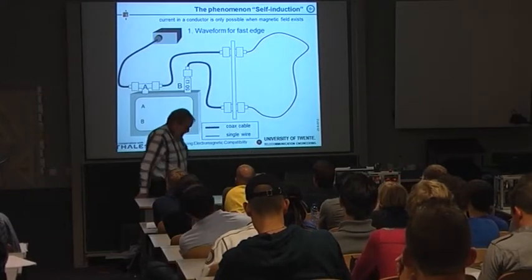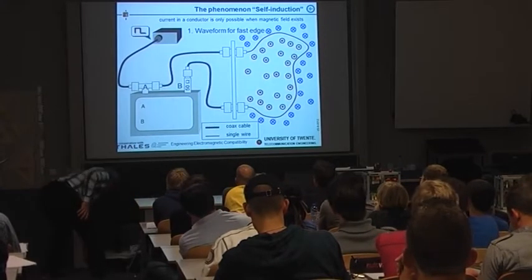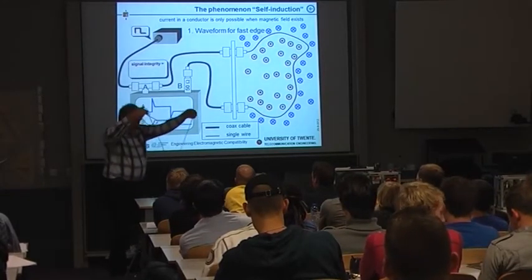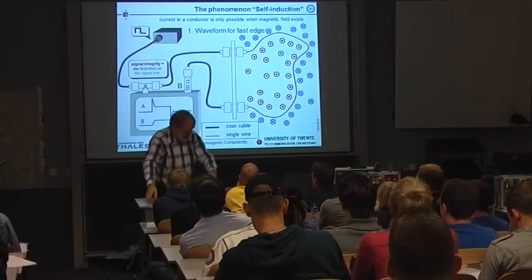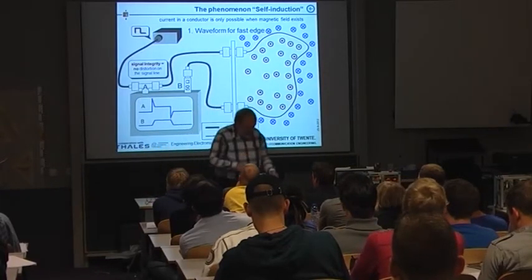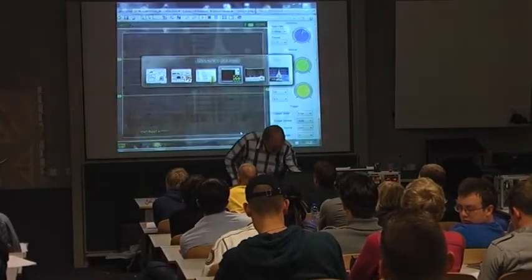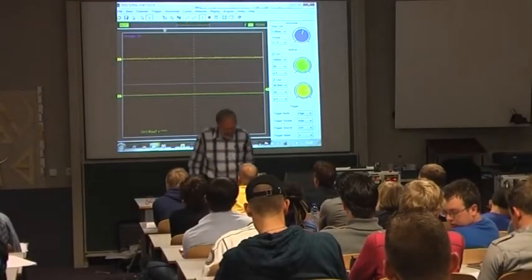Okay, self-induction. We need a loop, a wire loop. This is the wire loop. I'll show you the scope pictures.